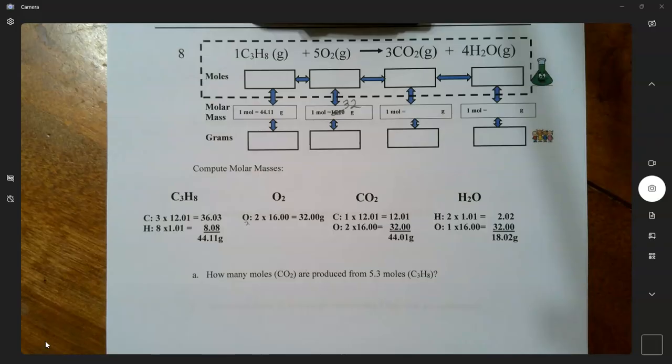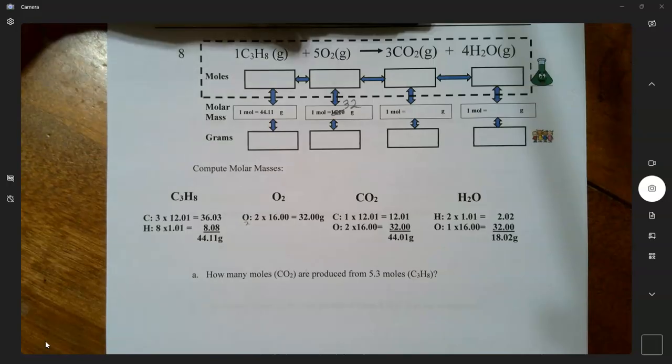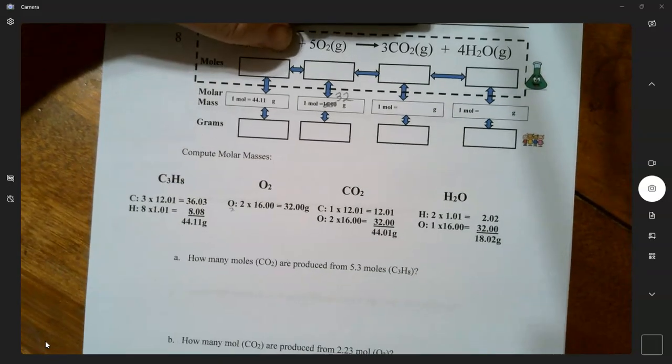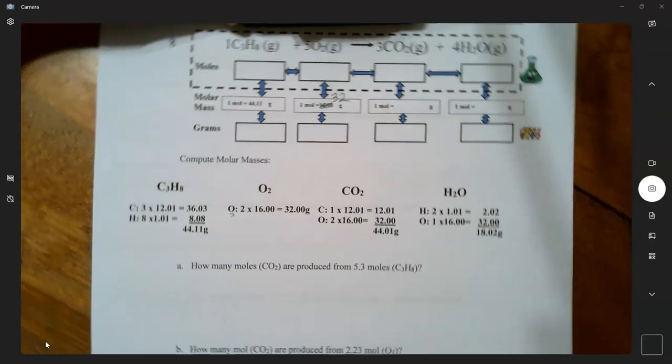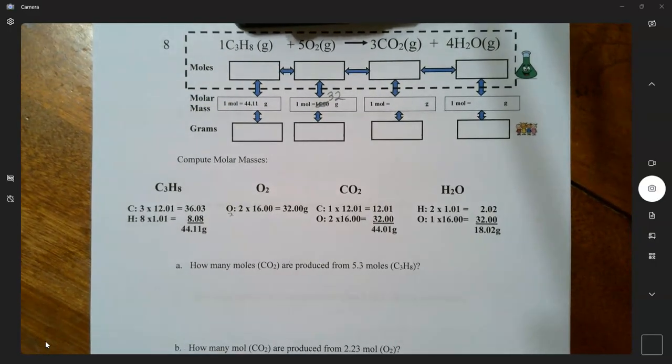Alright, chemistry, we're continuing on with the answers video. I'm going to do some selected problems from the day 18-19. Okay, so we're going to do one now, one of the simpler ones. And this is number 8: how many moles of CO2 are produced from 5.3 moles of C3H8? So this is a hydrocarbon called propane.